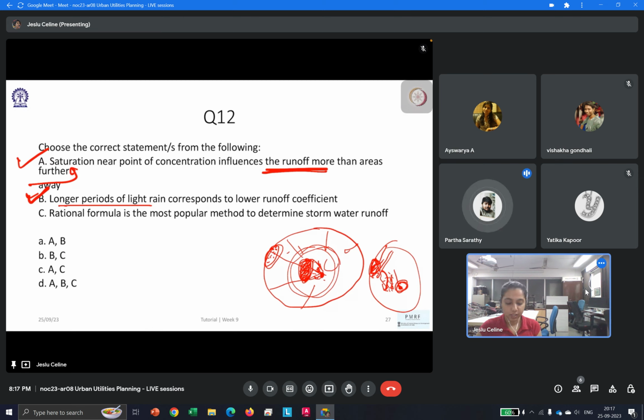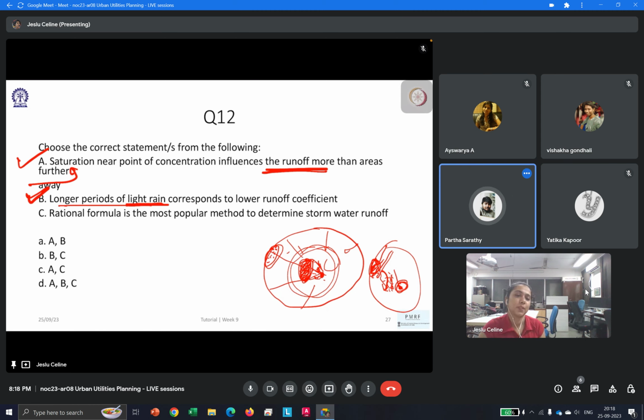Okay, so all of you are saying that this is right. I think that is wrong, ma'am. So let's discuss. If it is heavy rain, then there will be a lower runoff coefficient. Yeah, so now all of you are changing. Let me hear that properly. No, I didn't get you. Can you give your reasoning once more, Partha? Ma'am, if it is heavy rain, then there will be a lower runoff coefficient. If it is light rain, it will be higher.